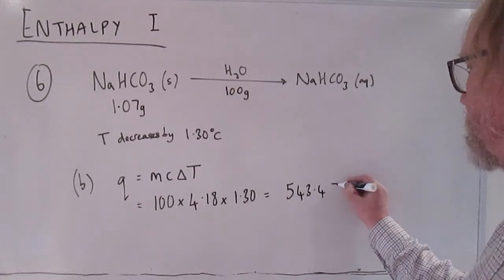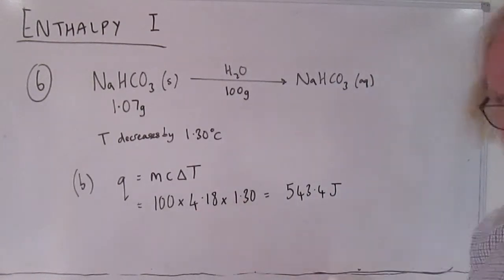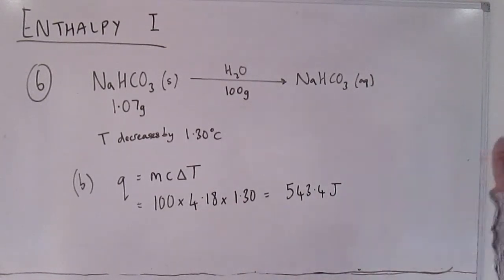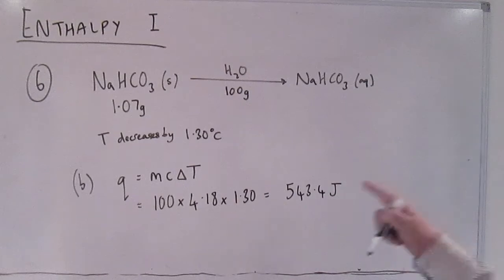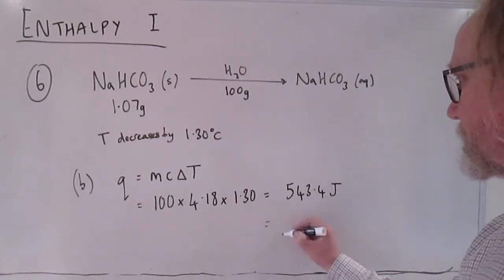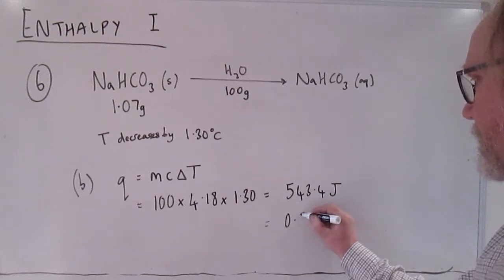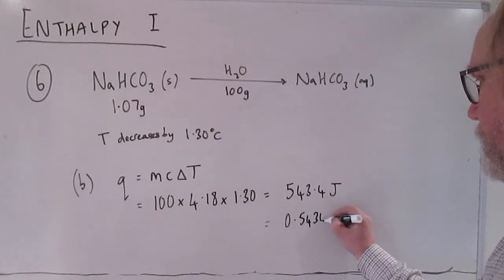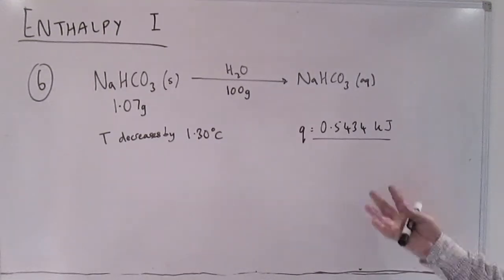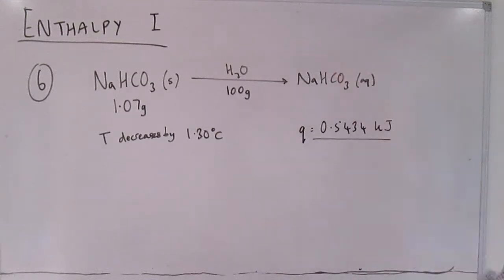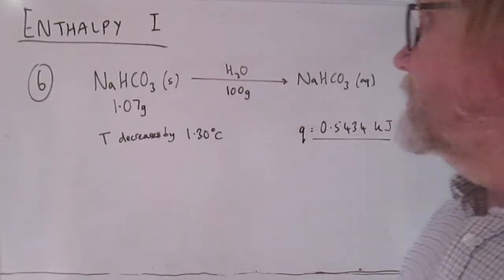And that, remember, will be in joules, because C was in joules per Kelvin per mole. Once again, we may as well now convert that into kilojoules, because that's what we're going to need later. So we divide by 1000, which is 0.5434 kilojoules. Okay, so now as before, we have to figure out how many moles of sodium hydrogen carbonate we had so that we can calculate kilojoules per mole.